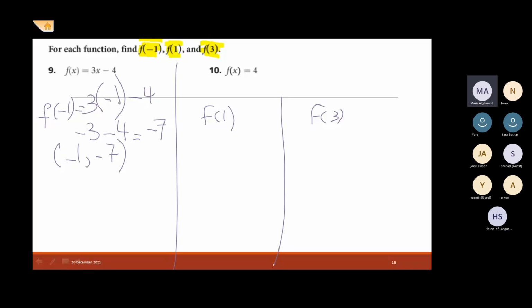Teacher, hello, can you hear me? Yes, Maria. Teacher, I got the answer. What is your answer? The answer I got is 1 and 4 and 7. Like the x is 1 and 7 is the y.